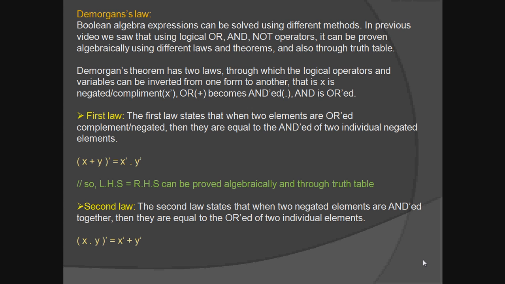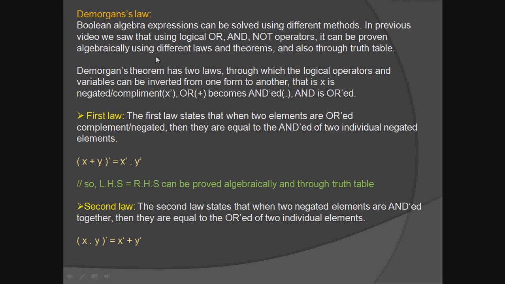So now Boolean algebra expressions can be solved using different methods. So we have seen two methods. There are more methods that we'll see later on. So in the previous video we saw the logical OR, AND and NOT operators, right? OR is denoted by the plus symbol, AND is denoted by the dot symbol, NOT is denoted by the single quotation, that is the negation, or it is also called inverted or inverse or complement. Okay, so it can be proven algebraically using different laws and theorems, and also through truth table.